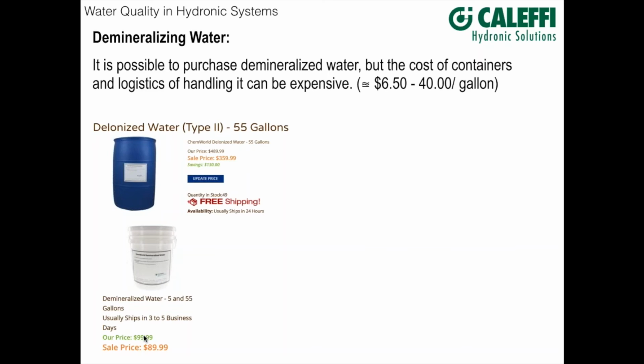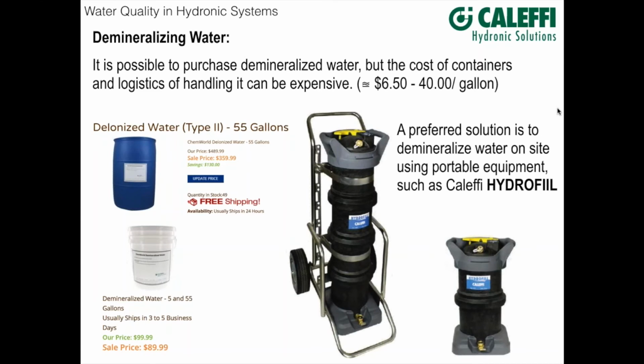If you buy in smaller quantities, you can see the price per gallon goes up, and from what I've found, anywhere from $6.50 to $40 per gallon for purchased demineralized water. And then there's also the logistics. For example, on a large system, if you have 200 or 300 gallons of water to put into a system, how do you get the water on site? How do you handle those barrels of water? It's not that it can't be done, but it is definitely not simple.